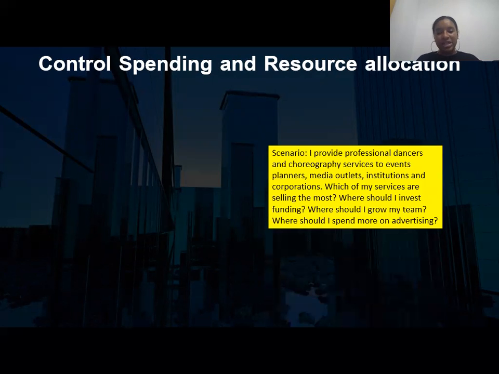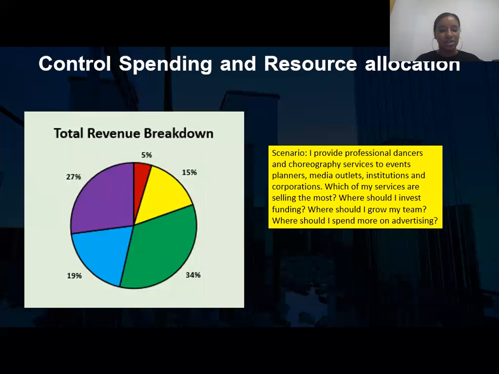The scenario today is, I provide professional dancers and choreography services for event planners, media outlets, institutions and corporations. Which of my services are selling the most? Where should I invest funding? Where should I grow my team? Where should I spend more on advertising? These are the types of questions that you might be asking yourself.